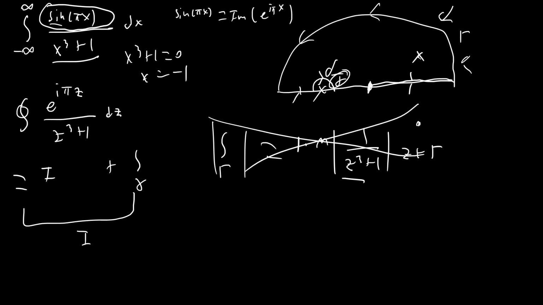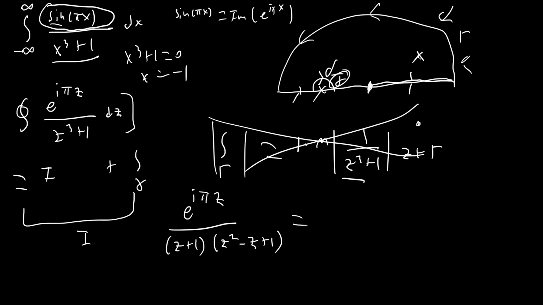So I'm going to rewrite this, taking out the 0. I'm going to write this as e to the i pi over z, over z plus 1 times z squared minus z plus 1. Now I'm going to rewrite this as f of z over z plus 1. And so this f of z is entirely analytic in the neighborhood of z equals -1, so we don't need to worry about it having a pole. The pole is completely encapsulated in here.